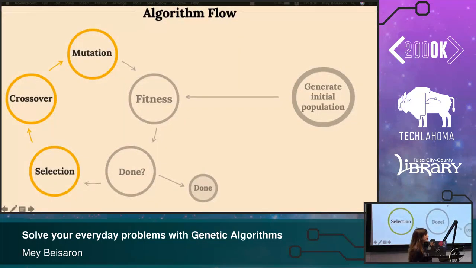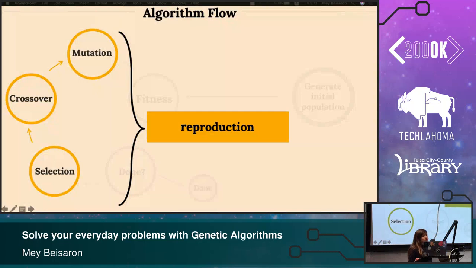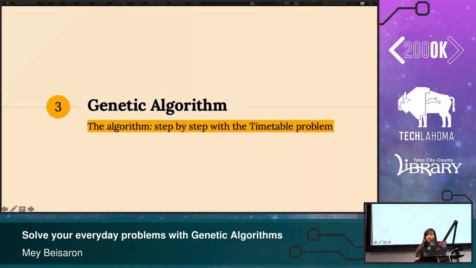Later on, we have these three steps: selection, crossover, and mutation. All of them together are called the reproduction part, because this is where we take the current generation and reproduce the next generation out of the existing solutions that we already have. Now we're going to dive deeper into the algorithm. We're going to use the timetable example.